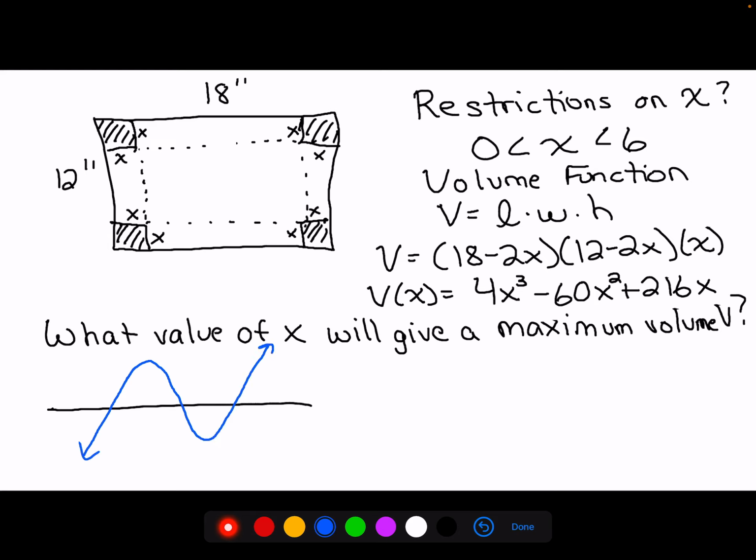So with the factored version, 18 minus 2x tells us that one of the zeros is 9. 12 minus 2x tells us that one of the zeros is 6. And then x tells us that one of the zeros is 0. Okay, but we're limiting ourselves to x being bigger than 0 and less than 6. So we're focusing on this piece right here. And that maximum value is right here.